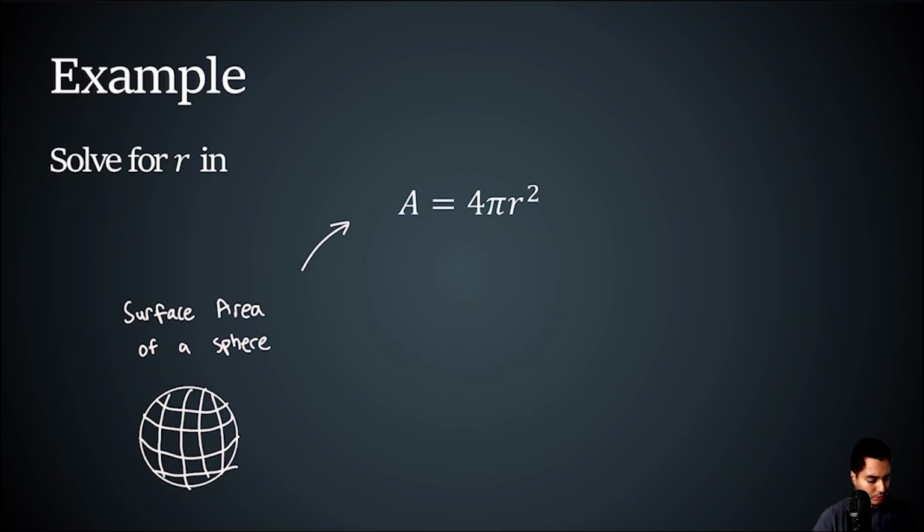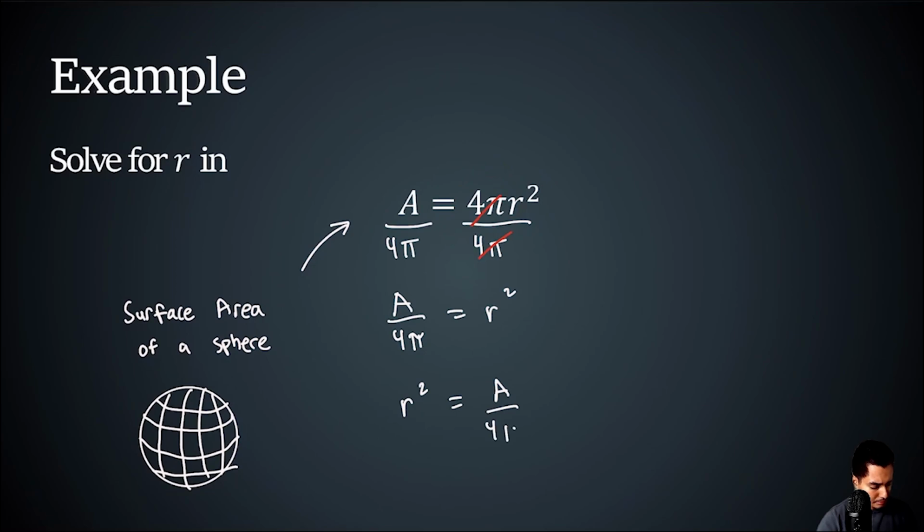First thing I'm going to do is divide both sides by 4 pi, okay? And so that's going to allow us to cancel out these two 4 pi's here. And so we're going to have this expression on the left-hand side, a over 4 pi is equal to r squared. Now I'm going to just rearrange everything. I'm just going to put the r squared over here on the left-hand side and just say that's equal to a over 4 pi. Okay, so not doing anything crazy there.